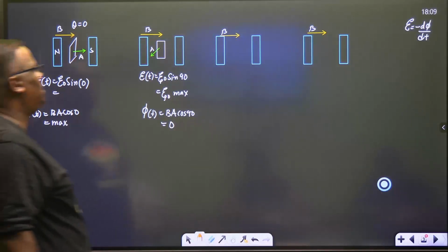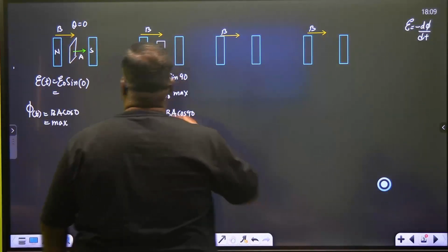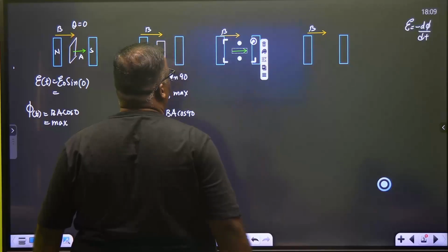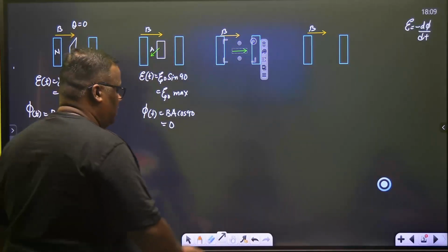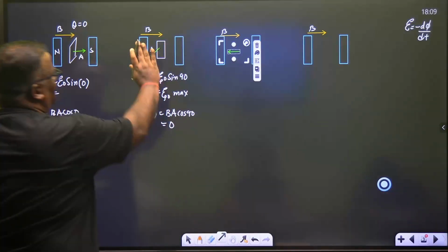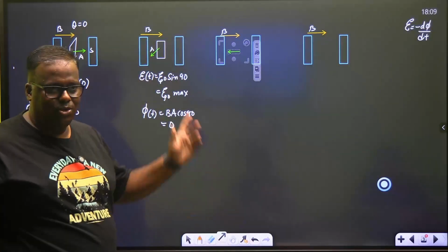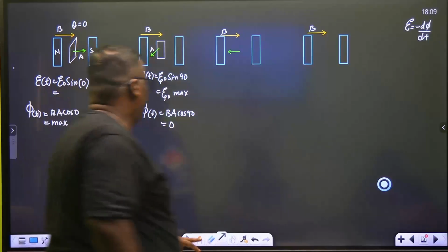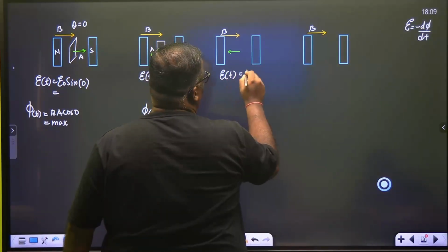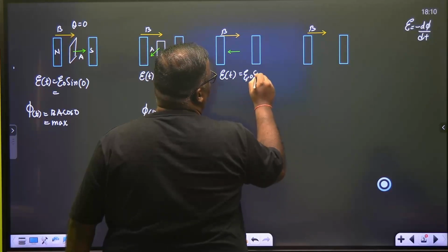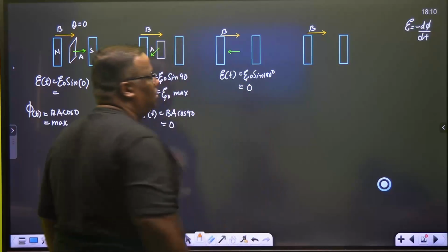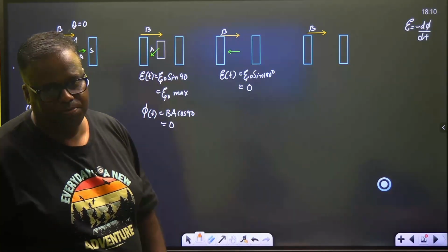Let's see our next orientation. Our next orientation will be typically the same orientation as we were in the first one. Do you agree or not? But there is a change now. The orientation will be on this side because it is rotating. Look. Yes or no? It is rotating. So now, E at a time t will be E naught sine 180 degrees, which is again equal to 0.